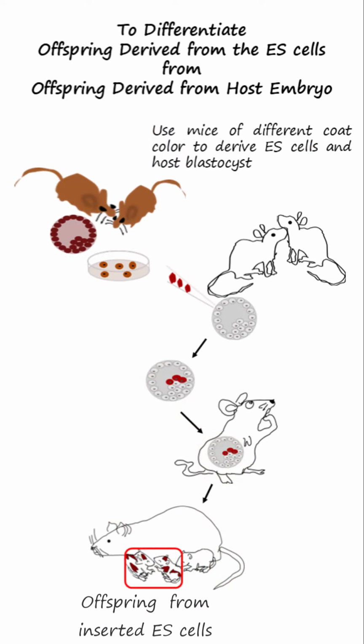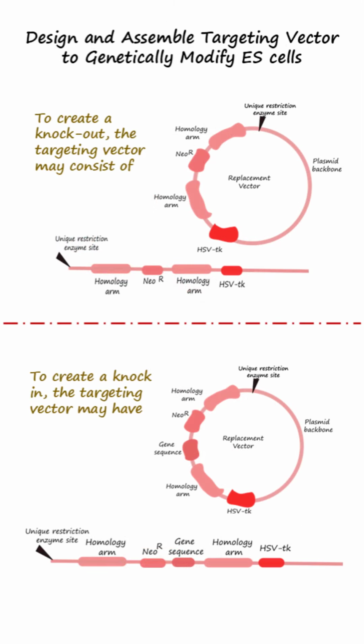To distinguish offspring derived partially from the ES cells from those derived solely from the host embryo, the ES cells are obtained from a mouse having a coat color different from the mouse whose embryos will host the modified ES cells. The ES cells are genetically modified by inserting targeting vectors assembled by recombinant DNA techniques.